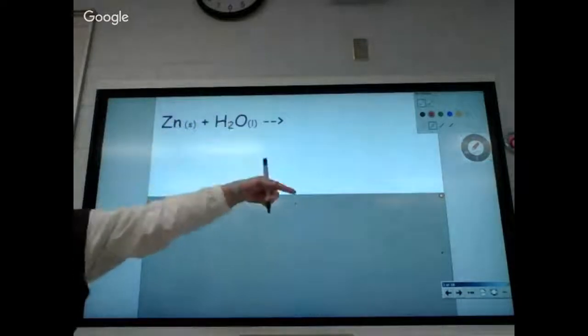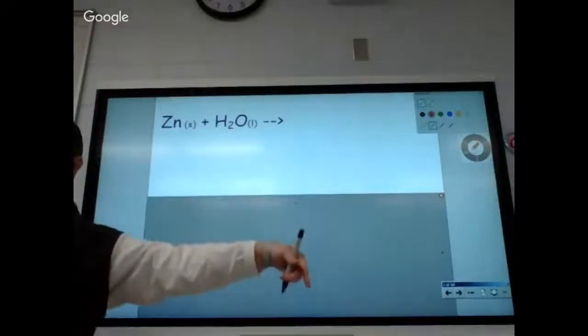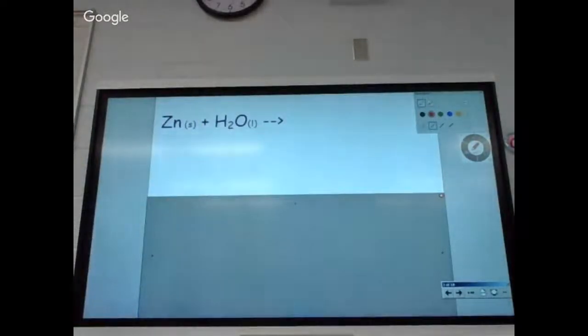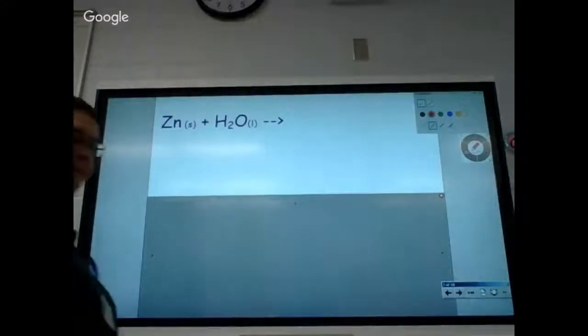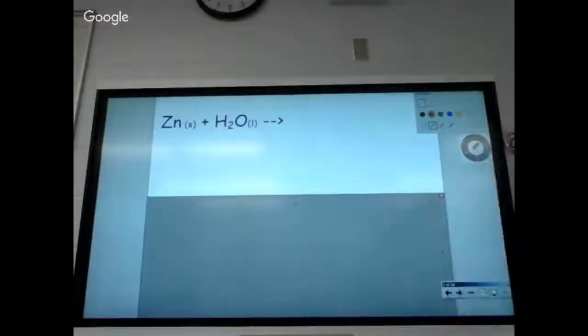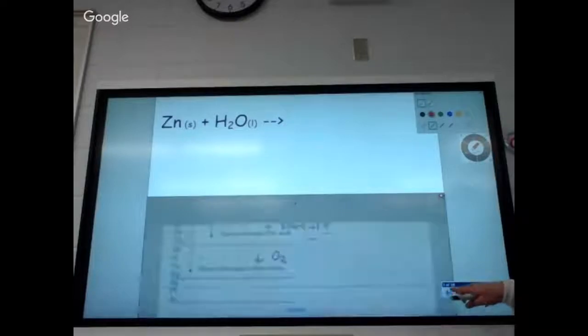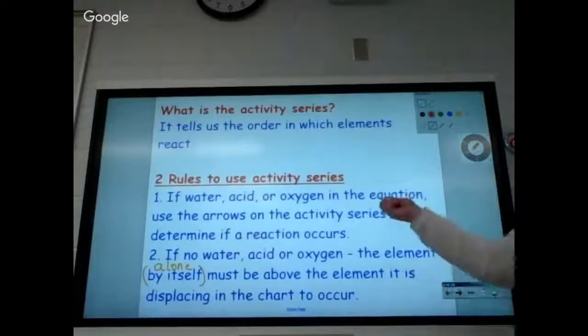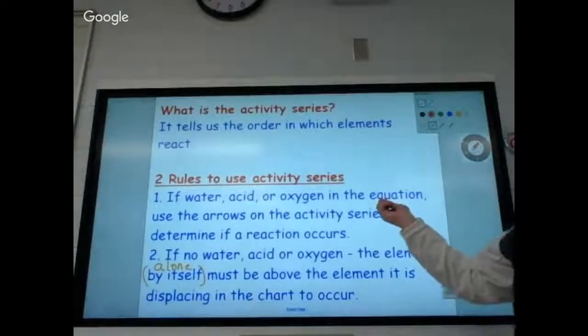Predict the products if it's a yes. You got to tell me what you get. Okay? So, zinc plus water. The first thing you have to decide is, do you have anything that involves the arrows?